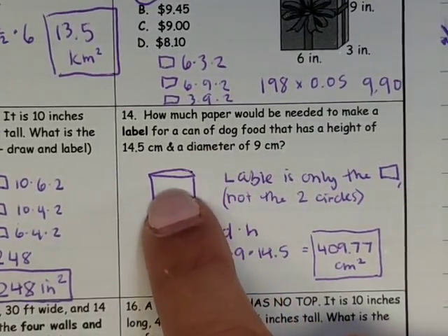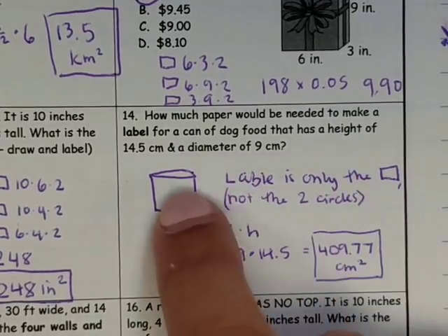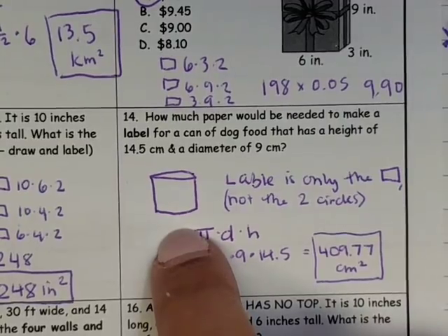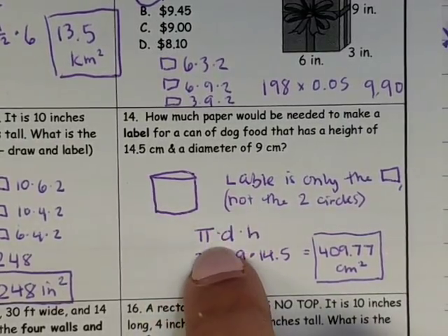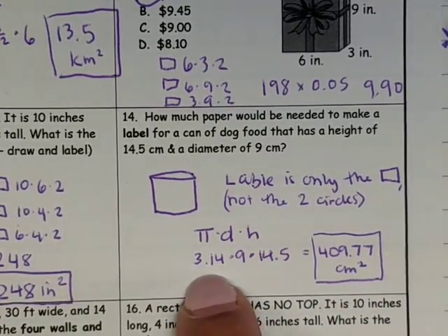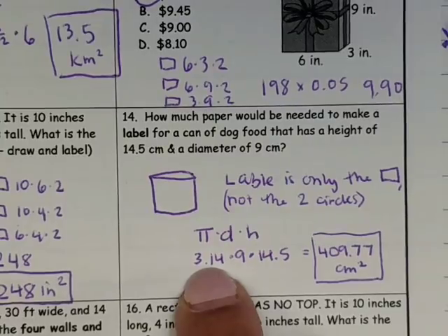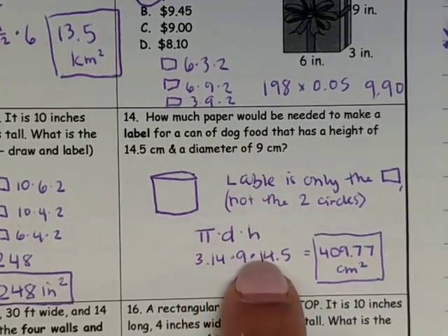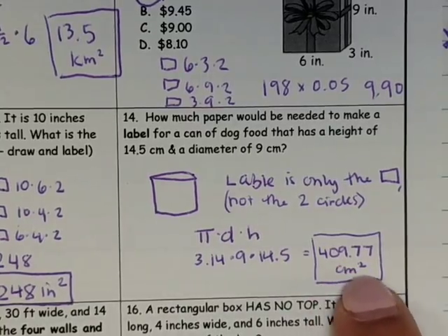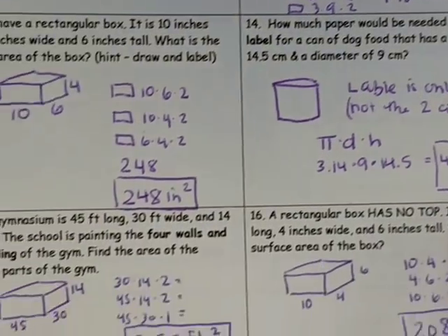Well, a can is a cylinder. A label is only the rectangle that goes around the can, so I'm not finding the area of the 2 circles. So notice how I'm not including that. What I am including is just the rectangular piece, which remember is the circumference times the height of the cylinder. So circumference is pi times diameter, and diameter is 9, and then times the height, which was 14.5 centimeters. So I got 409.77 centimeters squared.